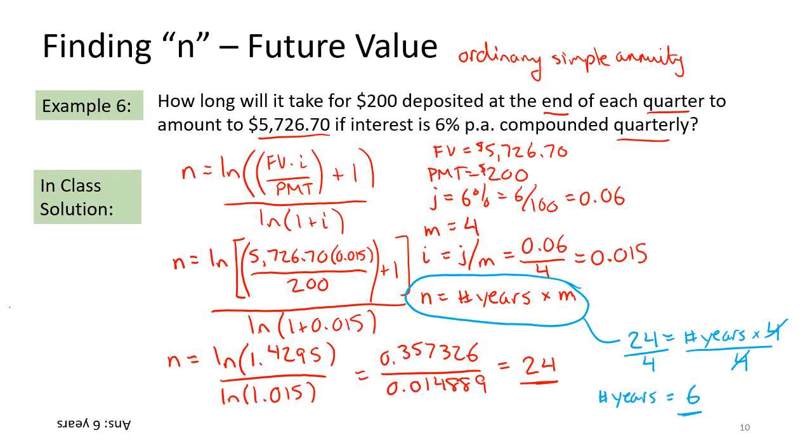So it'll take you 6 years to amount to $5,726.70. So remember, when you're finding n, just like we did in the first unit, there's an extra step involved if you're trying to figure out if it's the number of years. Okay?